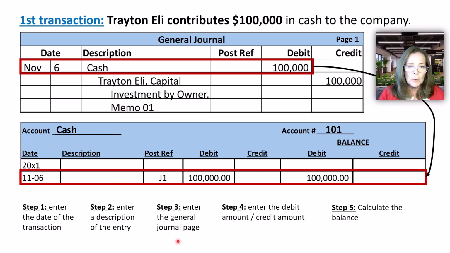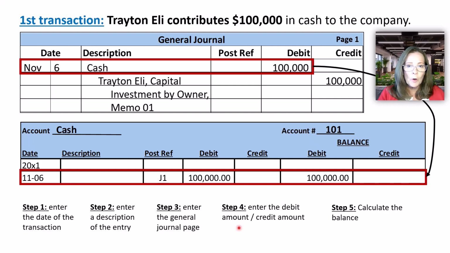Step 3 of the posting process requires us to write the page number on which the general journal was written into the posting reference column of the cash account. In practice, you would likely have a specific journal ID number that you reuse each month for recurring journal entries, meaning those that are recorded each month, or a specific code that identifies manual non-recurring journal entries. In this case, though, we're using the journal page number, and we write J1 in the space to represent journal page 1.